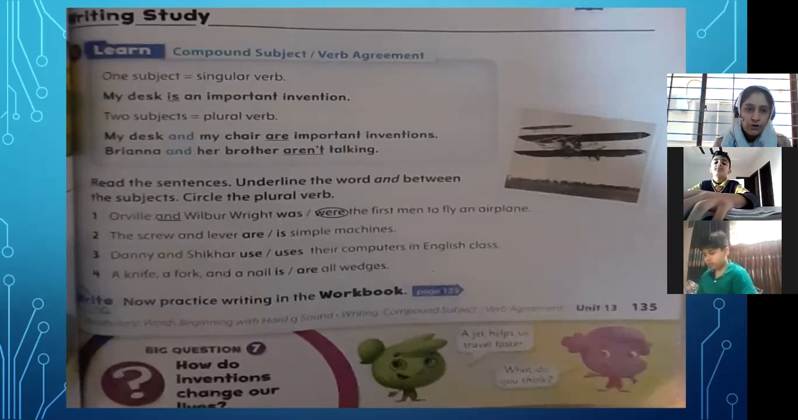So all of you, what you need to do is just wait. You will circle are and then you will underline and.